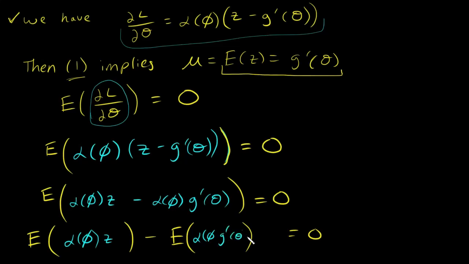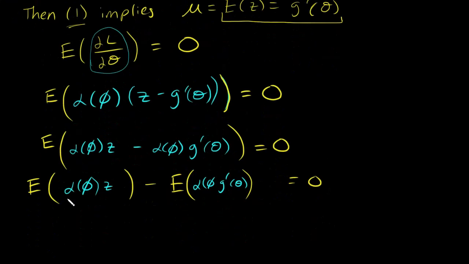So the expected value of alpha of phi times z, minus the expected value of alpha of phi times g prime of theta. Now remember our random variable is z, so alpha of phi is just a constant, so it can be pulled out of the expected value. And alpha of phi times g prime of theta is also just a constant. It doesn't include z at all. So the expected value of a constant is just itself.